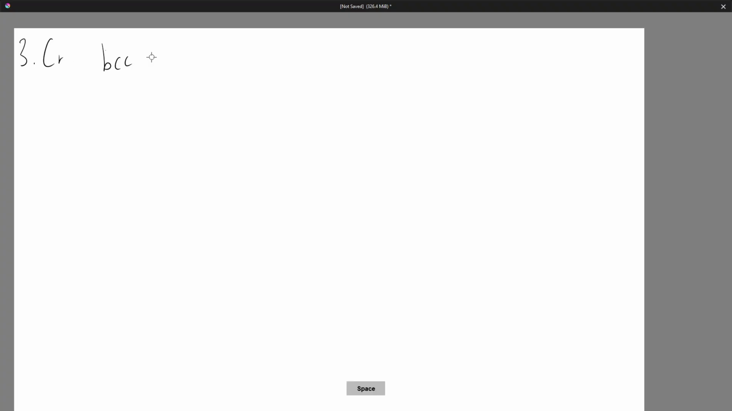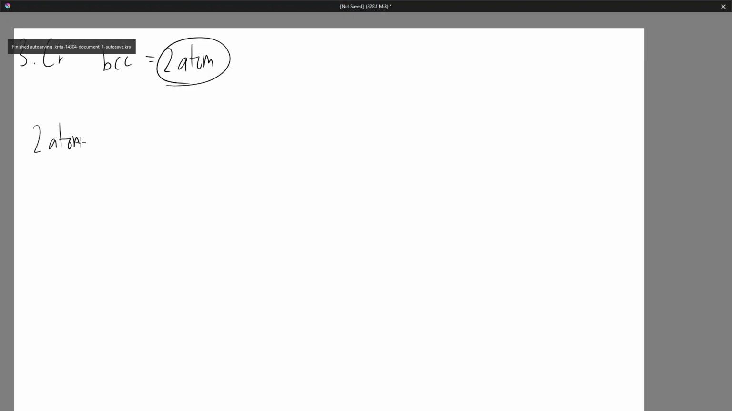Okay, so number 3 says chromium adopts the body-centered cubic unit in its crystal structure. Calculate the mass of one chromium unit cell. Let me write the number right here. 3. We know chromium adopts the body-centered cubic structure, which means it has 2 atoms in its cubic unit structure. So we want to start off with this. This one's really easy actually. It's just 2 atoms. We just convert it into a mass.